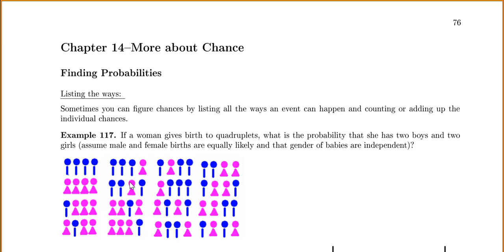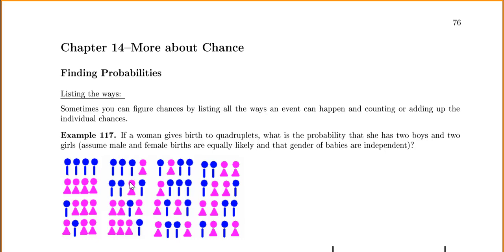Chapter 14 is more about chance and probability. First, we're going to do a few more examples on how we can find probabilities. One of the ways that we can figure out our chances is by listing all of the ways that an event can happen and then counting or adding up our individual chances.